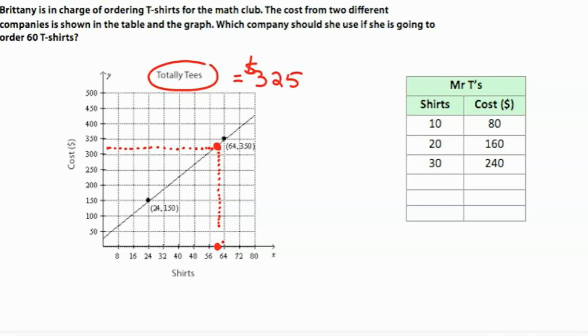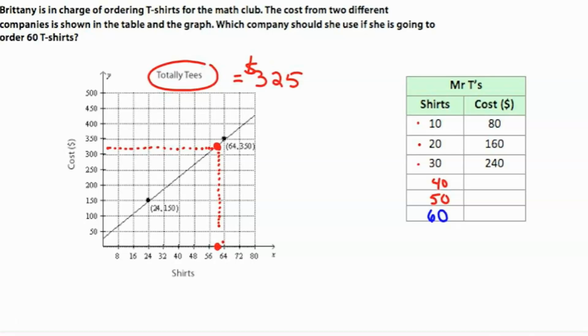Now, even if that is not an exact amount, we still can compare that to Mr. T's t-shirt company and see how it compares and if it's cheaper or more expensive. Now, let's take a look at Mr. T's, and we have this in a table. Now, notice that the shirts increases by 10. So we add 10 to 20 to 30. So let's continue that pattern over here on the left-hand column. So we've got 40, 50, and then 60 is what we're after.